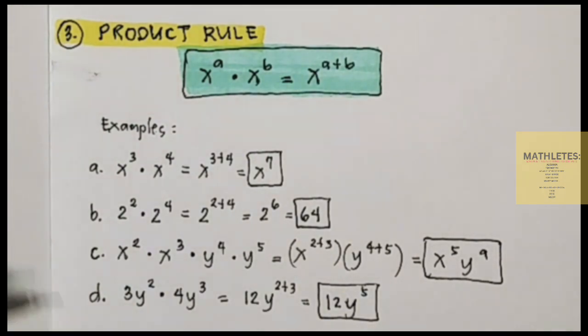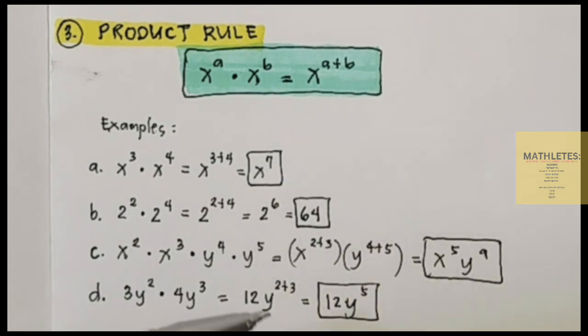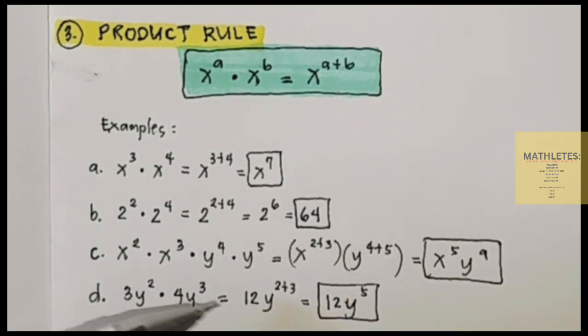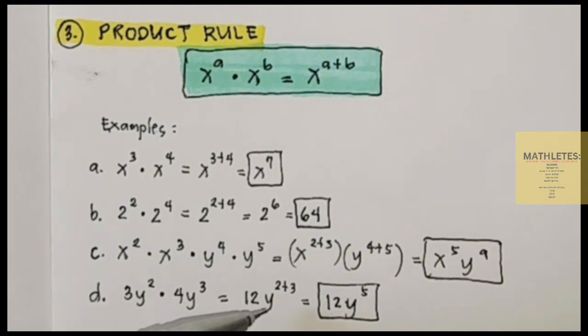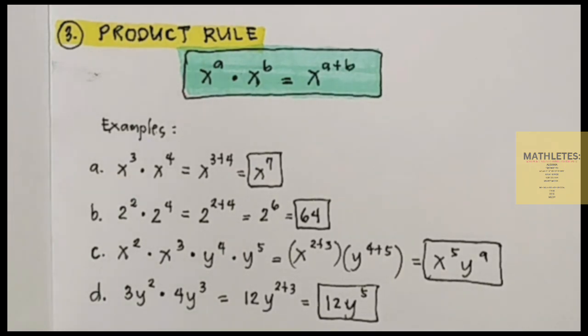Okay. The fourth example is 3y squared multiplied by 4y cubed. All you have to do is first multiply the coefficients. So 3 times 4 is equal to 12. Then you copy the base, y, and add up the exponents: 2 plus 3 is 5. That's why we have 12y raised to the power of 5. Okay, so that's the product rule.